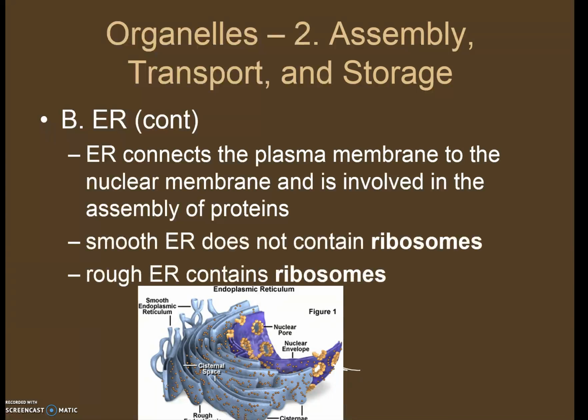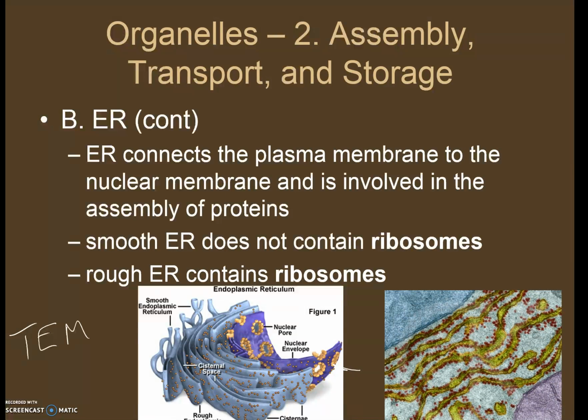Smooth endoplasmic reticulum does not have ribosomes on it. Rough endoplasmic reticulum does. And really, they were super clever to name it this way because rough ER looks like it would feel rough, and smooth ER looks like it would feel smooth. And of course, we would have used a transmission electron microscope to be able to see the difference in the types of ER. And this would be our rough ER.